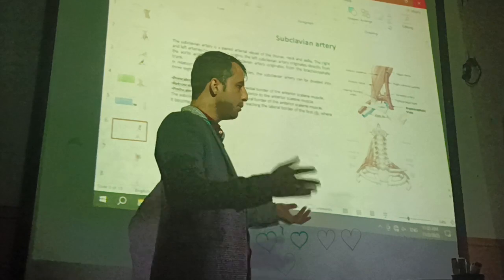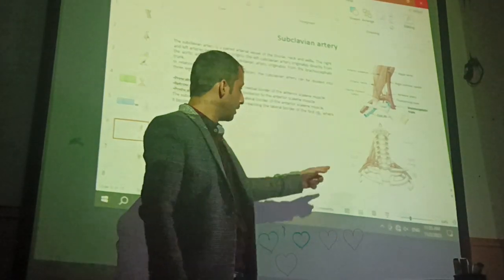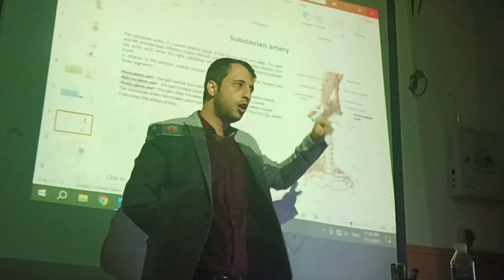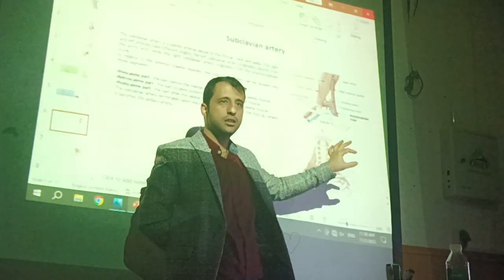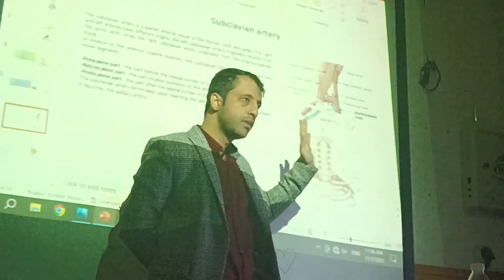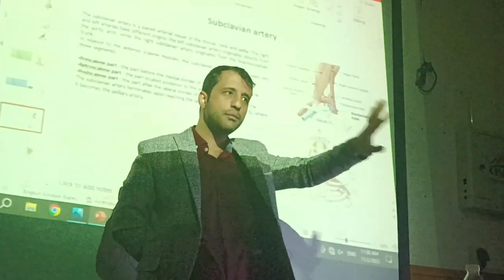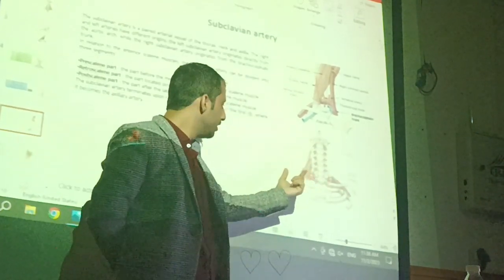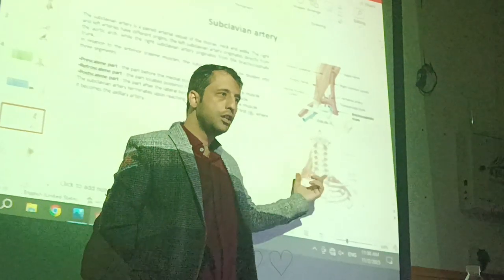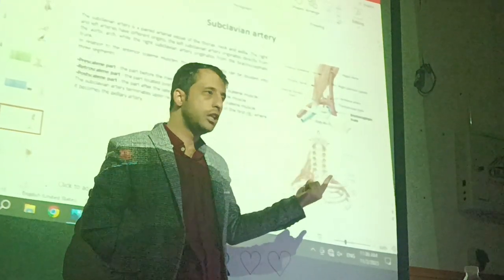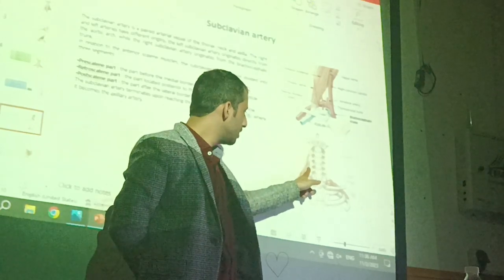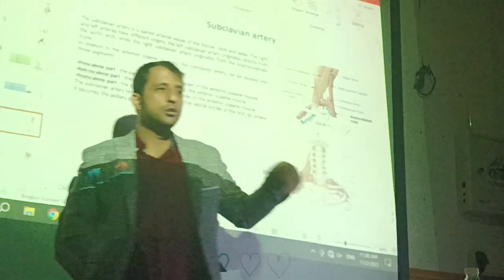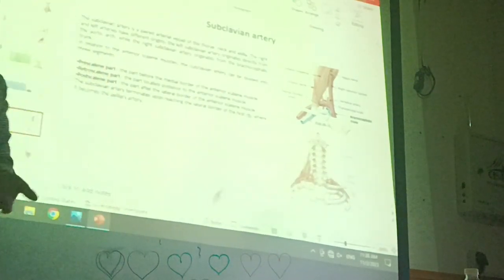So, I said that one branch is derived from the third part on the right and left. It is the dorsal scapular. Okay. On the left side, all of the other branches are from the first part. In the right, we have another exception again. Posterior to the anterior scalenus muscle, we have the costocervical trunk.